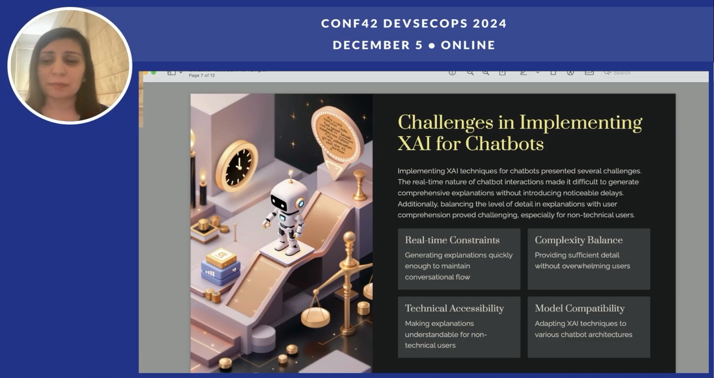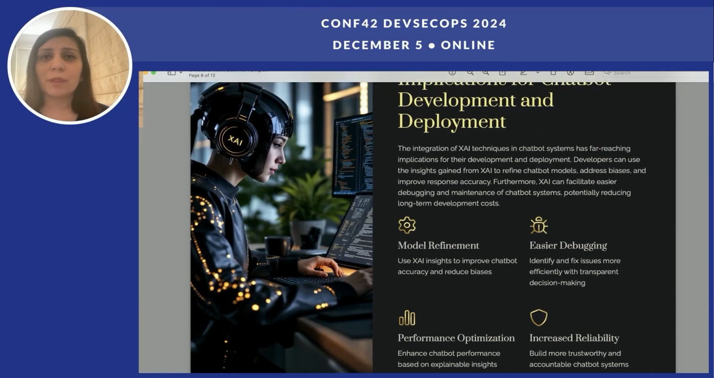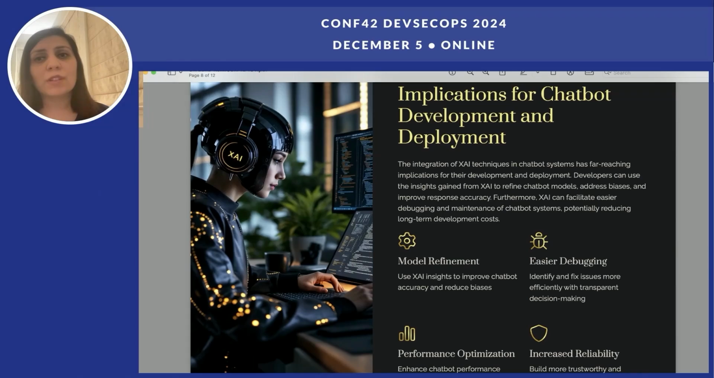The integration of explainable AI techniques in chatbot systems has far-reaching implications for their development and deployment. Developers can use the insights gained from explainable AI to refine the chatbot models, address biases, and improve response accuracy. Furthermore, explainable AI can facilitate easier debugging and maintenance of chatbot systems, potentially reducing long-term development cost. So it definitely has an impact on the developer users.